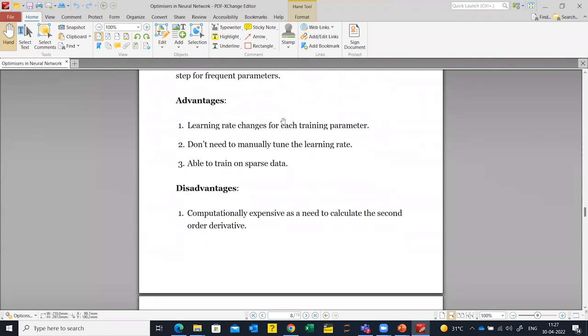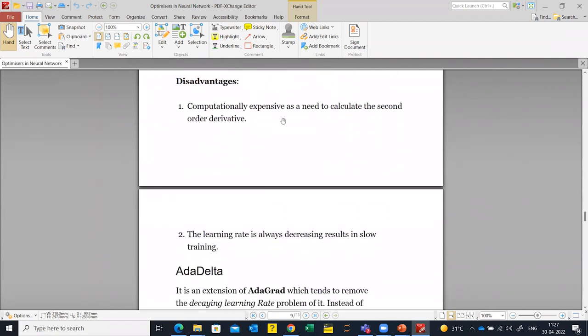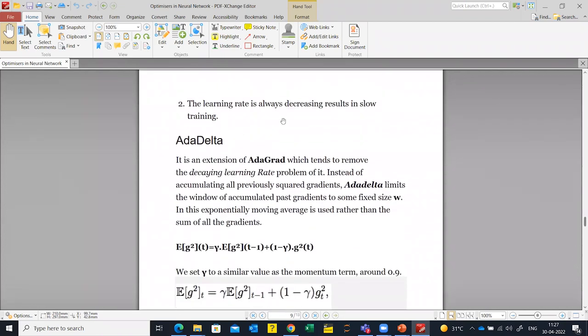And the disadvantage is that it is computationally very expensive, as it needs to calculate the second order derivative. Obviously, we have understood that. But as the order of derivatives increases, it becomes computationally very expensive. And the learning rate is always decreasing, which results in slow training.